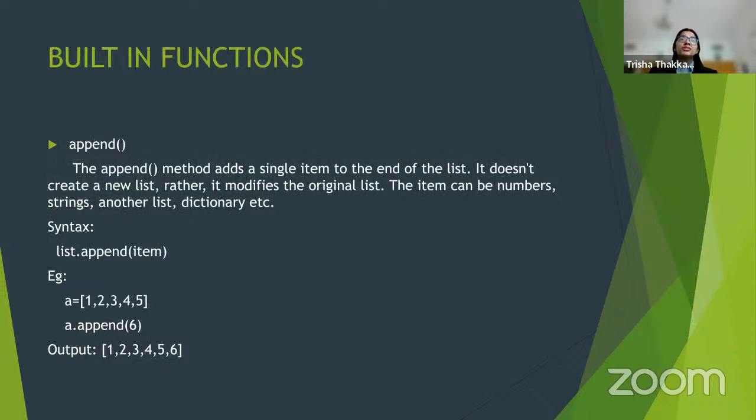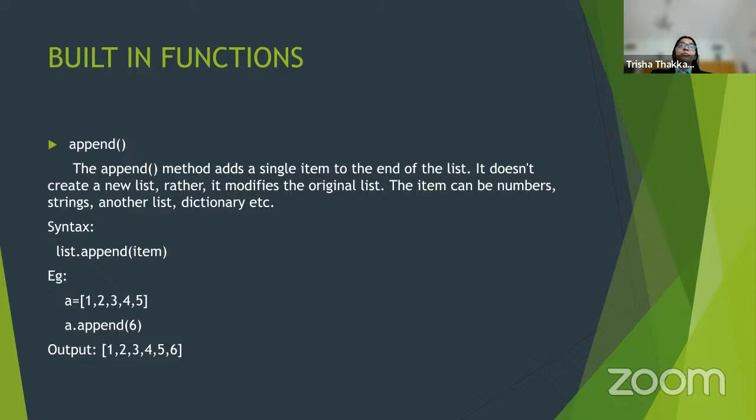Similar to strings, lists also have their own built-in functions, and I will be discussing a few of these built-in functions. The first function is append. The append function adds a single item to the end of the list. It does not create a new list, but it modifies the original list.